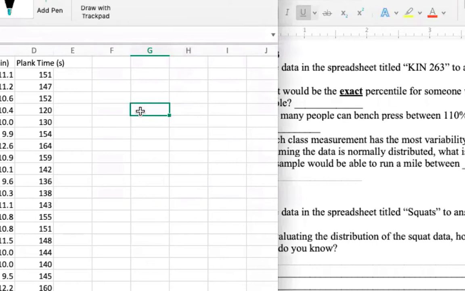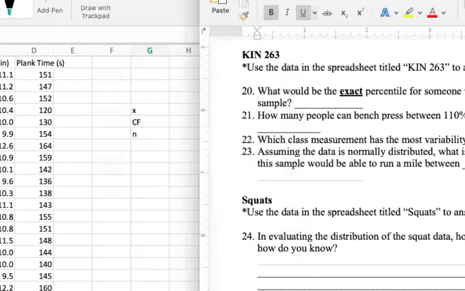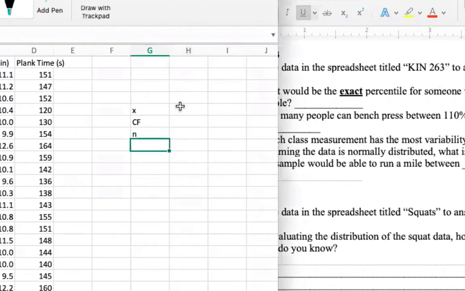That's where we need some raw score, the cumulative frequency that exists at that raw score, as well as the total number of measurements we have. In this case, the raw score is 151 seconds. What's a way we can find our cumulative frequency at this given score? Equal count.